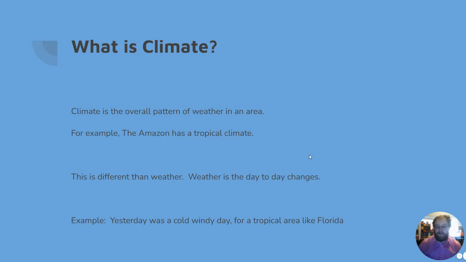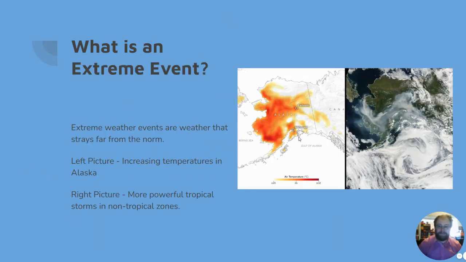This is different than weather. Weather is the day-to-day thing. Yesterday was cold and windy. Today it's warm. That's weather. Climate is the overall trend, right? You can think of it as weather being a data point, whereas the trend might be up, right? That is what climate is, a trend.